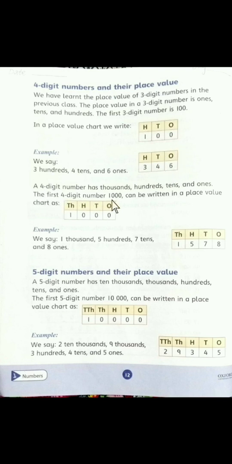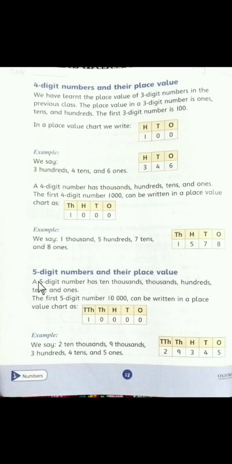Now, our 4-digit number has thousands, hundreds, tens and ones. The first 4-digit number, 1000, can be written in a place value chart. So class, in a 4-digit number, first is thousands, second is hundreds, third is tens and the last one is ones. Look at this example: 1500, 7 tens and 8 ones.